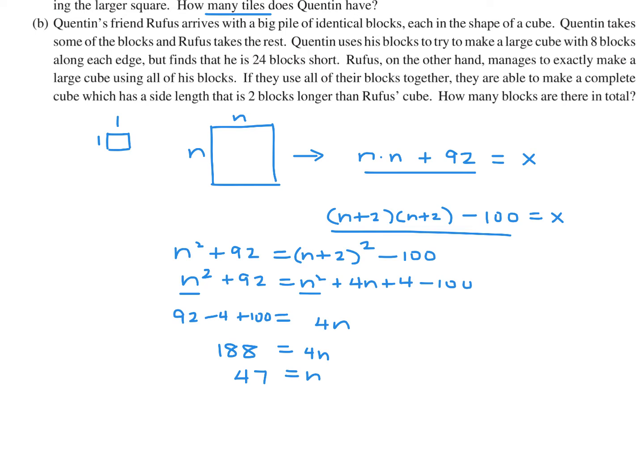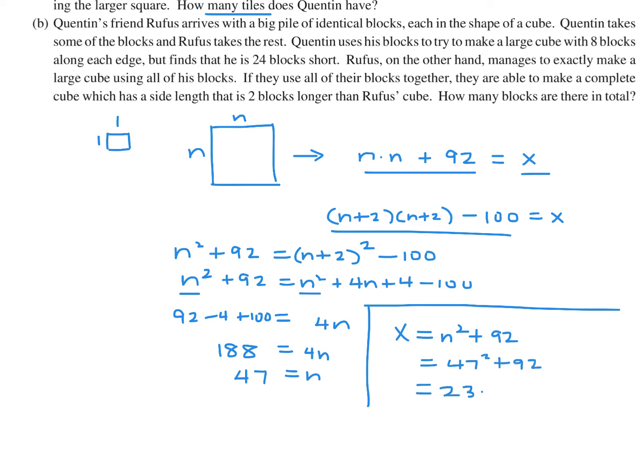And, oh, I got to figure out x. I was thinking, okay, am I done? No. x is equal to n squared plus 92, so 47 squared plus 92. And that looks like 2301. And that is the answer to this question. And then what you can do is go back and plug these numbers in to test that it all works out. So I encourage you to do that just to make sure that you are correct.